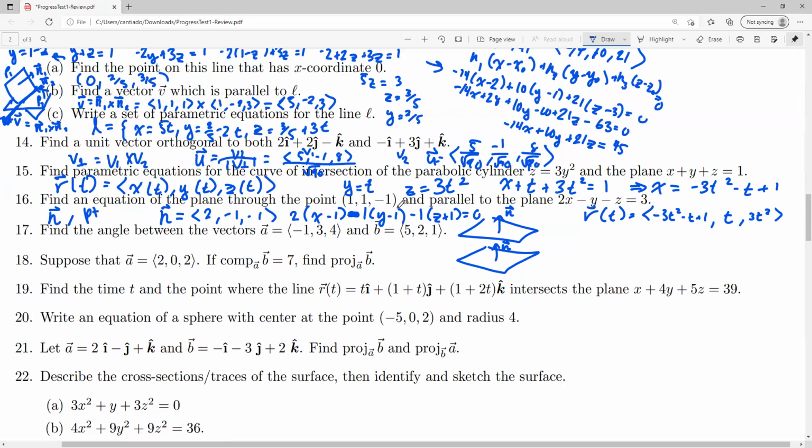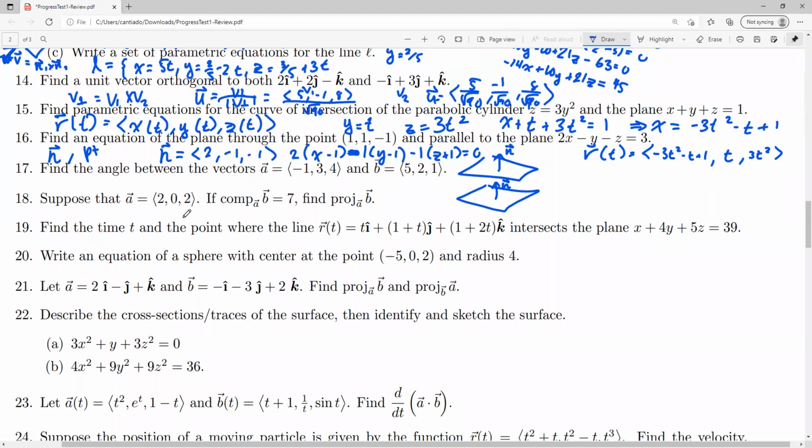Just making sure you recognize these properties between different objects, right? So parallel planes have the same normal vector. That's the takeaway there. 17, find the angle between these two vectors.